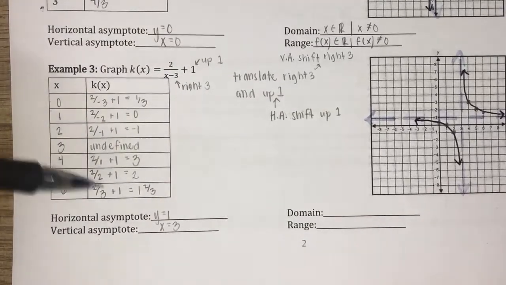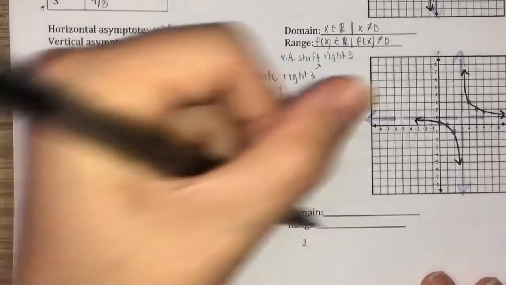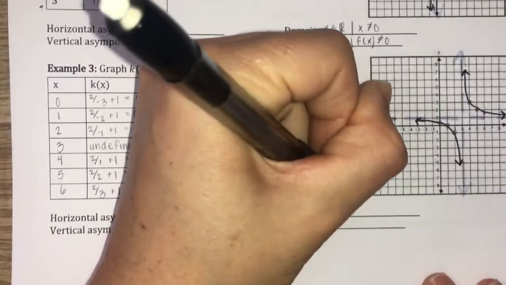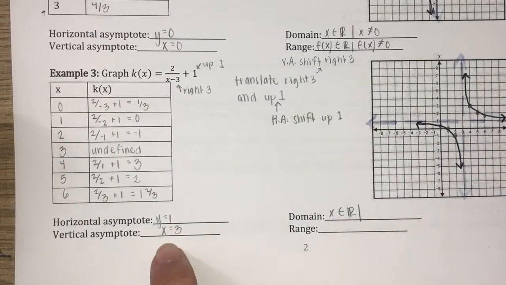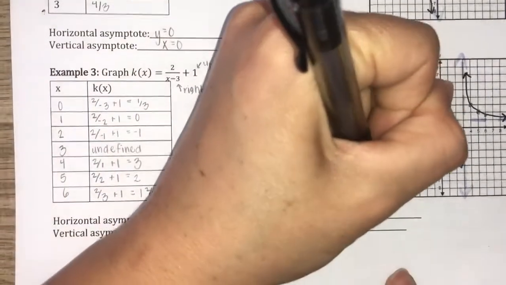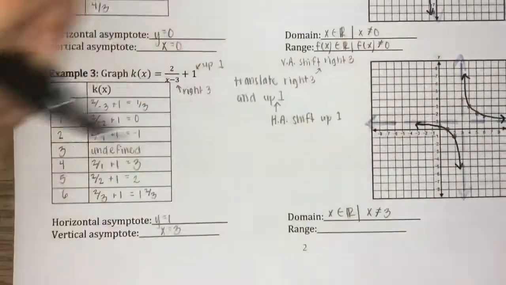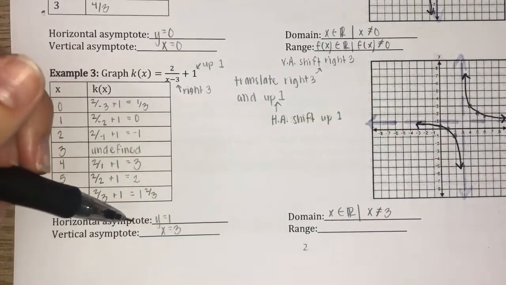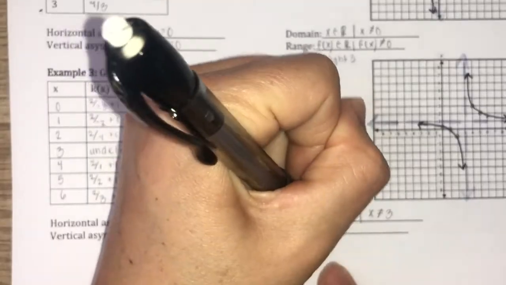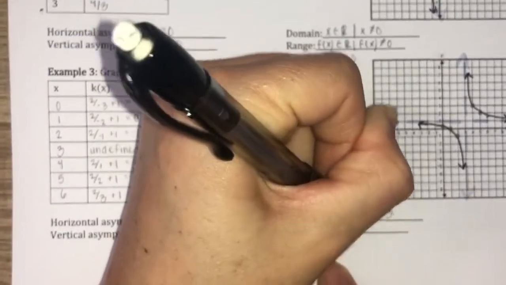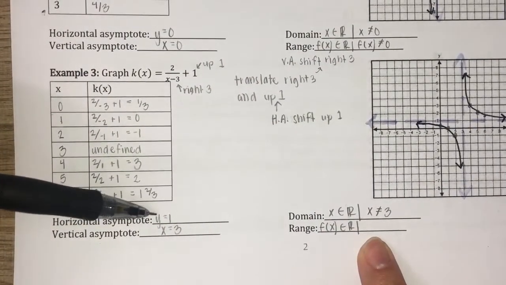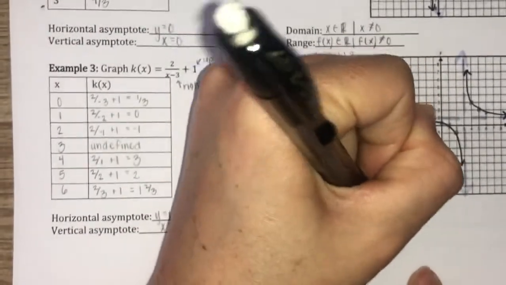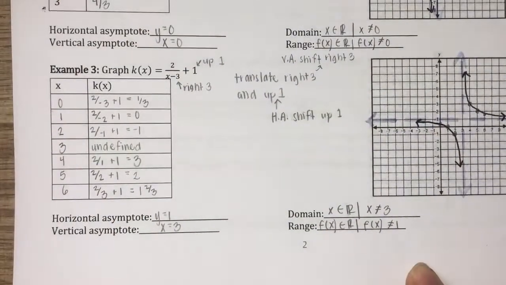And then the domain and range is going to be dependent on the asymptotes. So for my domain, it's still x is within the set of all real numbers, except x can't be 3, because we're saying there's an asymptote at x equals 3. So x cannot be 3 because I'm saying there's a line there that it's never going to cross. And then for range, it's now f of x is within the set of all real numbers, except f of x can't be 1 because I have an asymptote at y equals 1. So f of x cannot be 1.